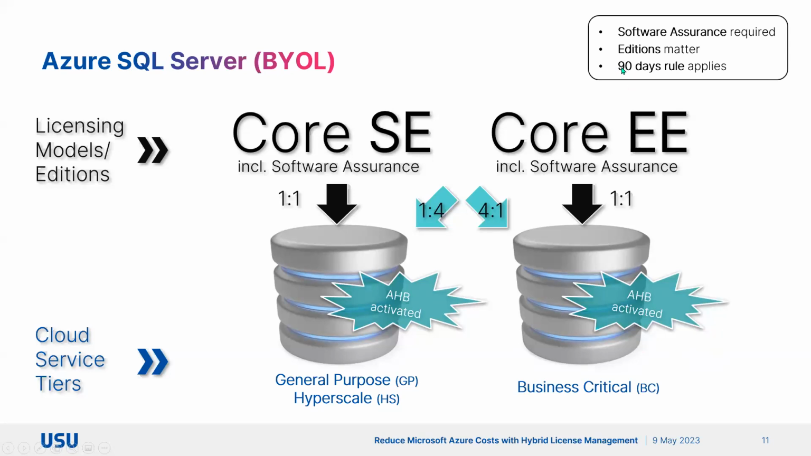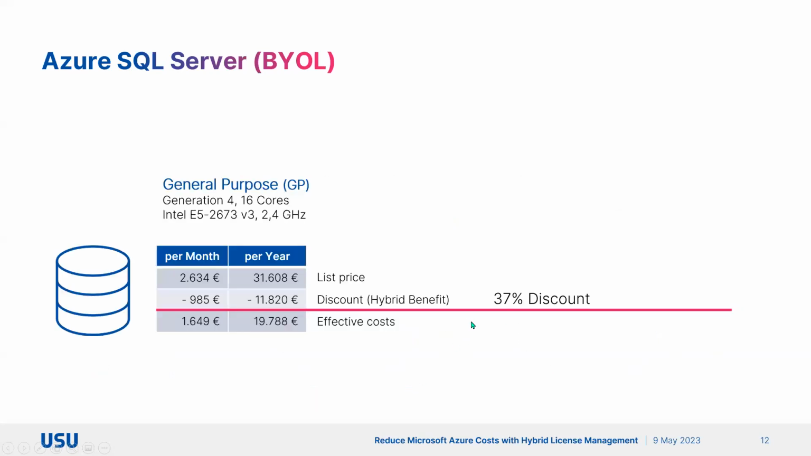Here, additions matter, the 90 days rule applies likewise, and software assurance as well. It's not so easy to turn hybrid benefit on and off for the SQL service, for the PaaS service. So you have to decide upfront what you want to do. Let's look at an example to make it more transparent and get a feeling for what that means.